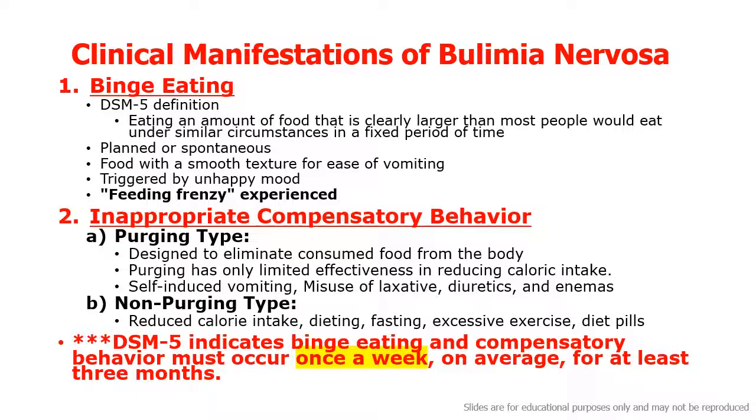Now, diagnosis of bulimia can occur under 3 criteria. So first, binge eating needs to be present. Secondly, there needs to be an inappropriate compensatory behavior. This can be purging or non-purging. The non-purging kind consists of a reactionary dieting phase, a fasting phase, or more commonly excessive exercise, diet pills. That can be the non-purging type. And then thirdly, this needs to occur at least once a week for at least 3 months.